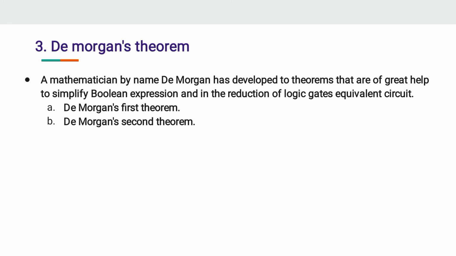The mathematician De Morgan developed the theorem, that is De Morgan's first theorem and second theorem, so that will help in reducing a long or lengthy expression to a simplified Boolean expression. So let's see De Morgan's theorems. That is the first theorem.